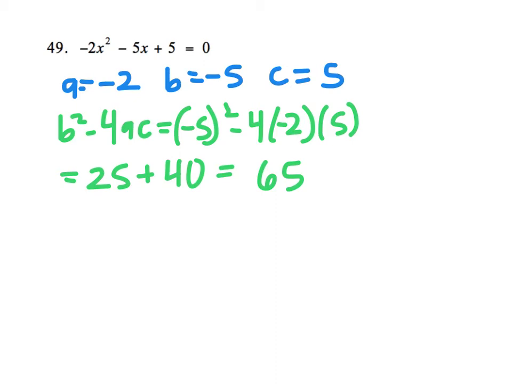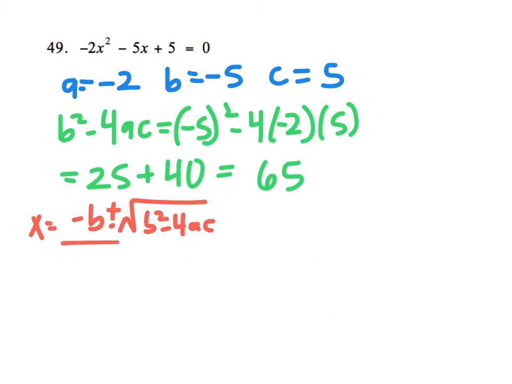Again, this is our discriminant. We have that big, long, fabulous formula, which is x equals -b plus or minus the square root of b squared minus 4ac all over 2a. That number we just found, the 65, is going to go in place of b squared minus 4ac. We'll just do this all in yellow.